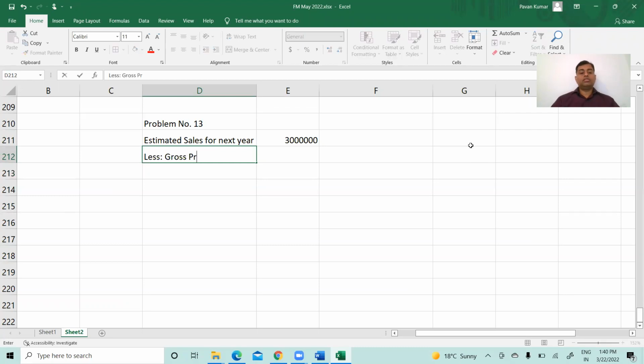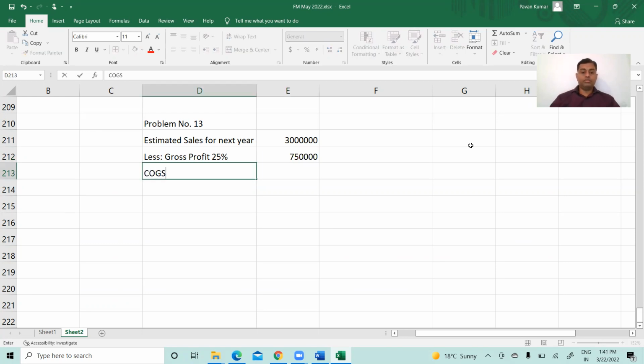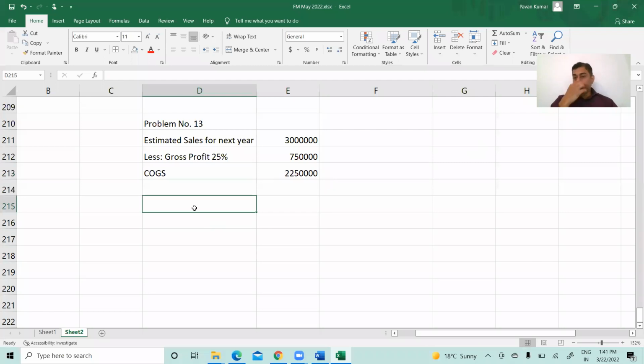Less gross profit 25%. So tell me, 25% on this, how much? Is this right? Cost of goods sold. All of you, please confirm. Are we correct arithmetically? If the meeting abruptly closes, don't worry. We'll join back, and from where we left, from there we'll start.